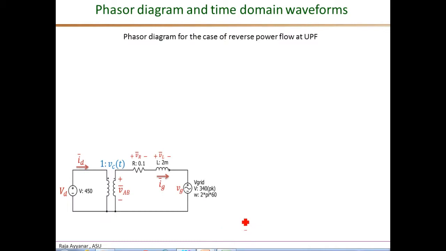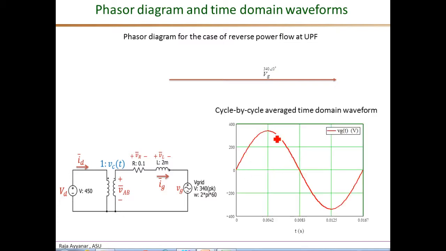Okay, then as in case 1, let's also go through the complete phasor diagram and the corresponding time domain waveforms, but this time corresponding to the second case of reverse power flow at unity power factor. So again, as before, our reference phasor is the grid voltage 340 angle 0 degrees, and the corresponding time domain quantity is this 340 sine omega t.